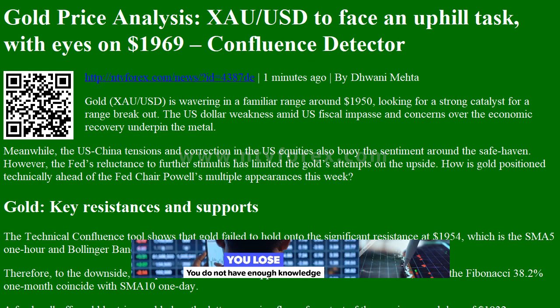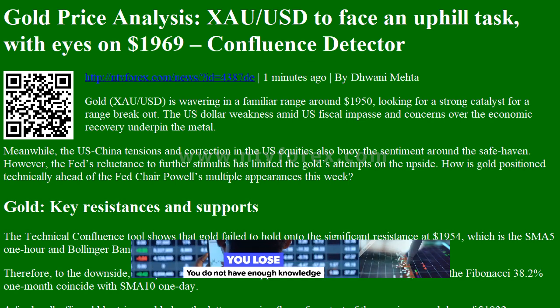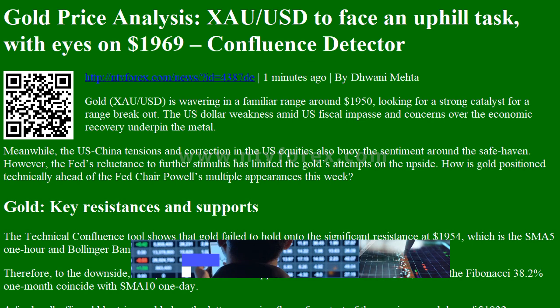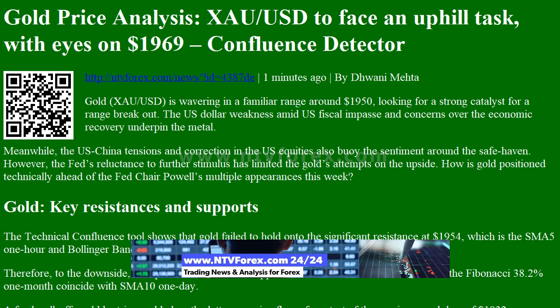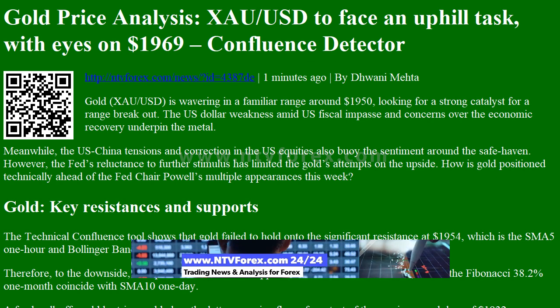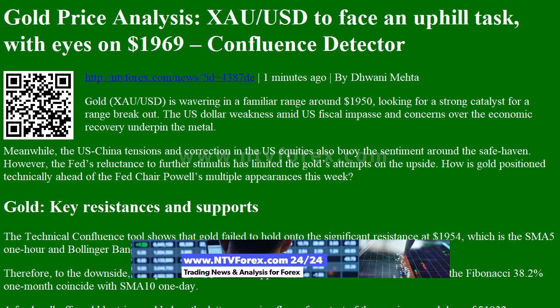Gold price analysis: XAU USD to face an uphill task, with eyes on $1,969. A Confluence Detector. Gold XAU USD is wavering in a familiar range around $1,950, looking for a strong catalyst for a range breakout.